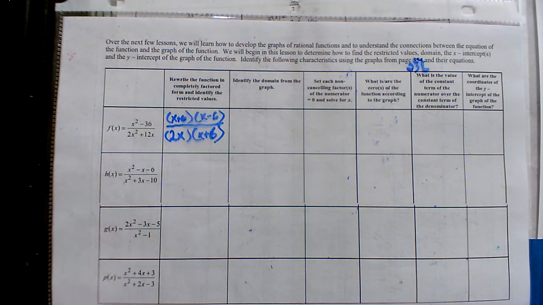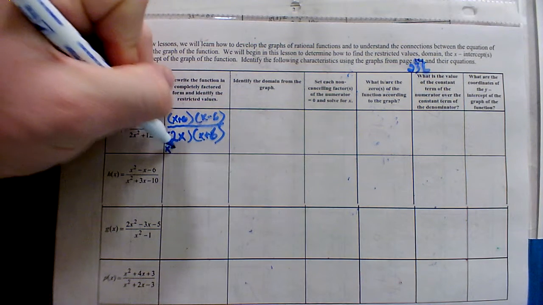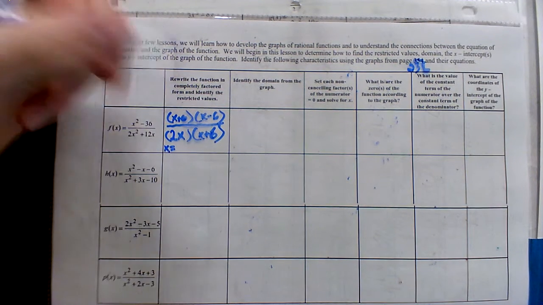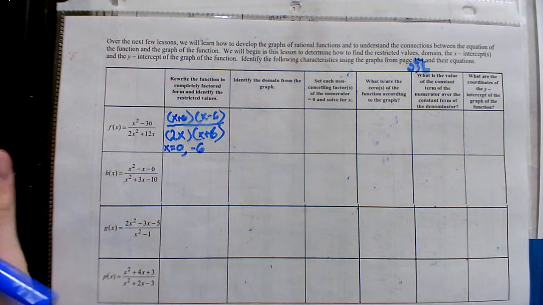So it said, rewrite the function in completely factored form and identify the restricted values. Does anybody remember what the definition was or how we find the restricted values? That's what we talked about yesterday. We wrote a definition. We did it a few times in examples. Marie? Anything that equals 0 in the denominator, because that'll make it undefined. So what are our restricted values? Marie? 0. Okay. And the other one would be negative 6. Okay. So those would be the restricted values.